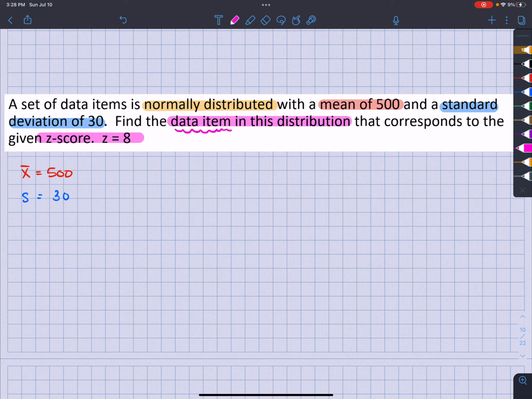So z is equal to the data item, we'll call it d, minus x bar, divided by the standard deviation. Let's fill this out. I have a z-score of 8, and that's going to equal the data item I'm looking for, minus the mean, which is 500, divided by the standard deviation, which is 30.